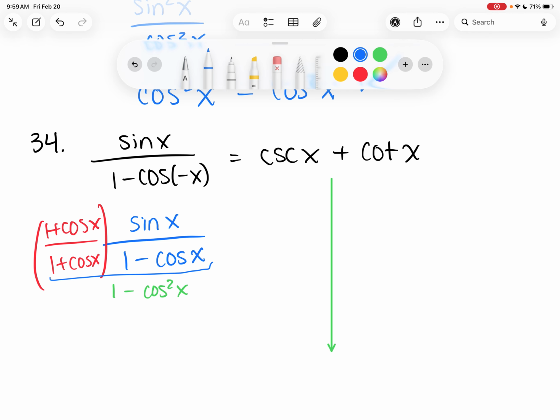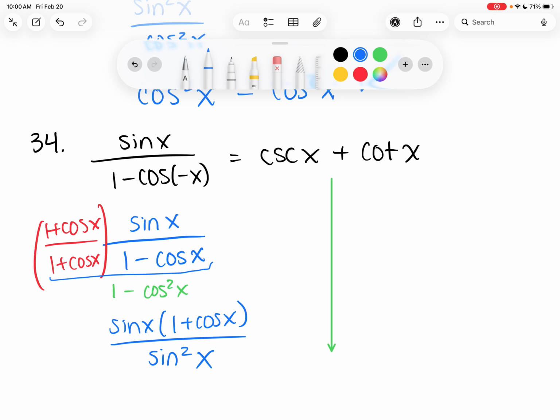So now on top, I have sine of x times 1 plus cosine of x over, what's 1 minus cosine squared of x? A manipulation of an identity. Sine squared plus cosine squared equals 1, so 1 minus cosine squared equals sine squared.